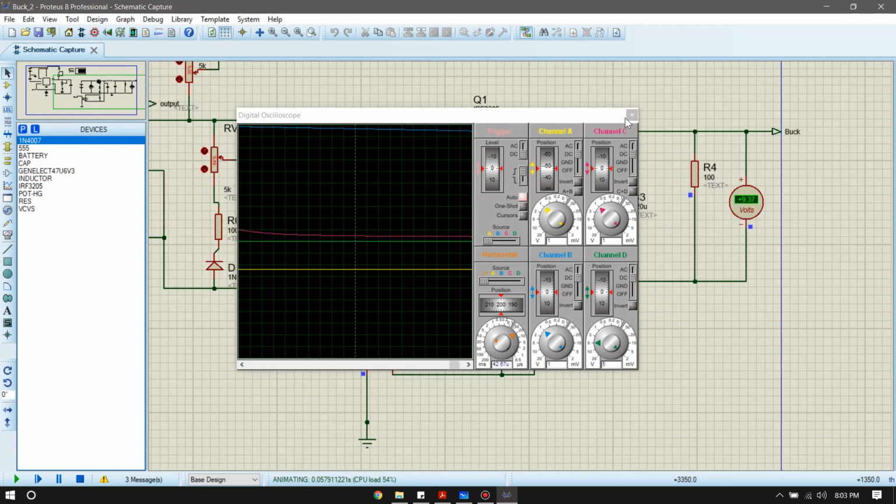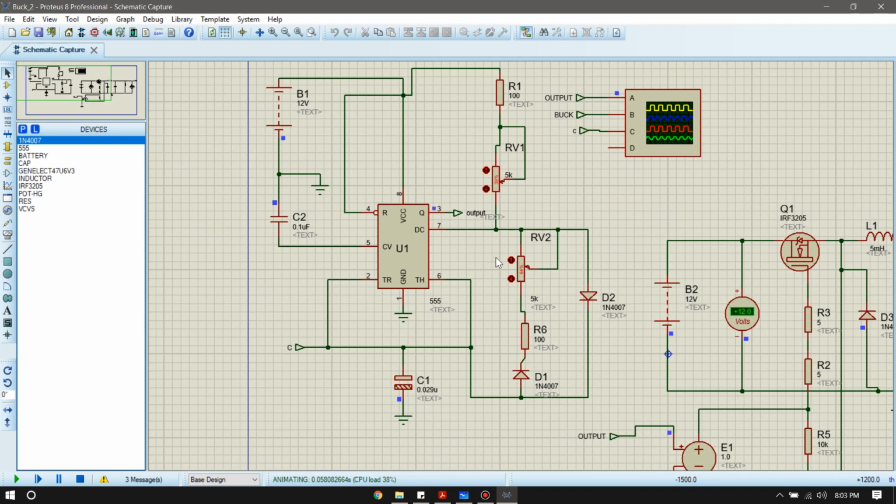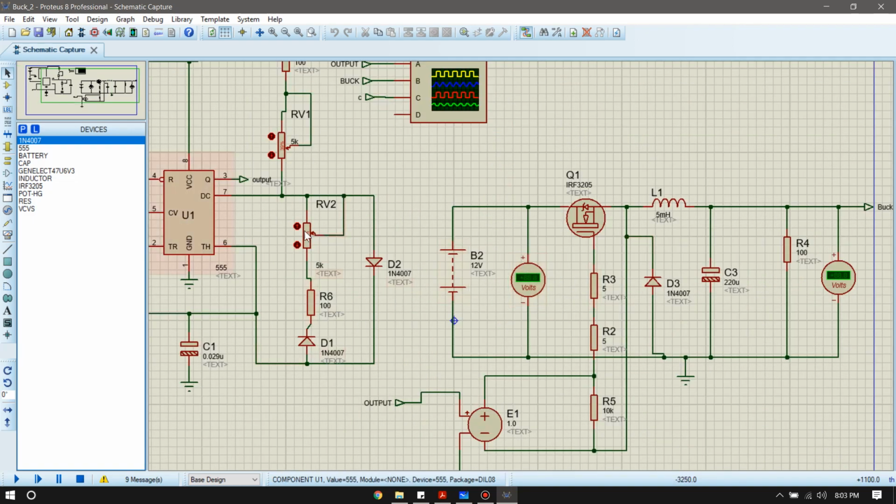Okay, so this is where we're using the 555 timer circuit. For the other circuits, we're going to be using the pulse generator. But this is an interesting phenomenon where you can increase the resistances and decrease them and see the change in real time, right? So give it a try and see what you get.